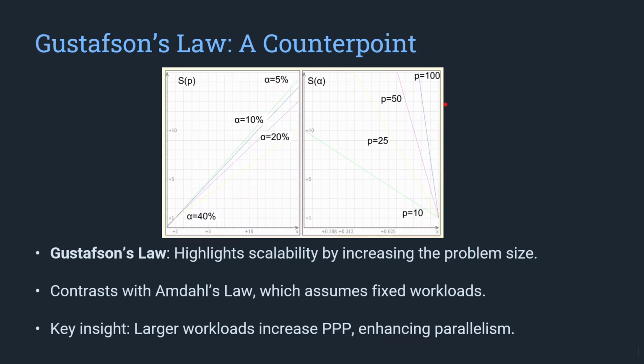Then we will go to Gustafson's law, the counterpoint. This highlights scalability by increasing the problem size. What do you mean by scalability? Scalability is the property of a system to handle a growing amount of work by adding resources to the system. This contrasts with Amdahl's law, which assumes fixed workloads. The key insight is that larger workloads increase and enhance parallelism.